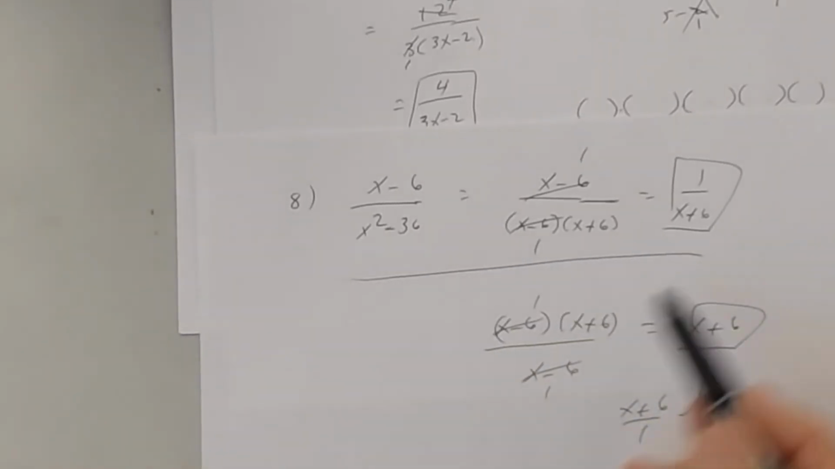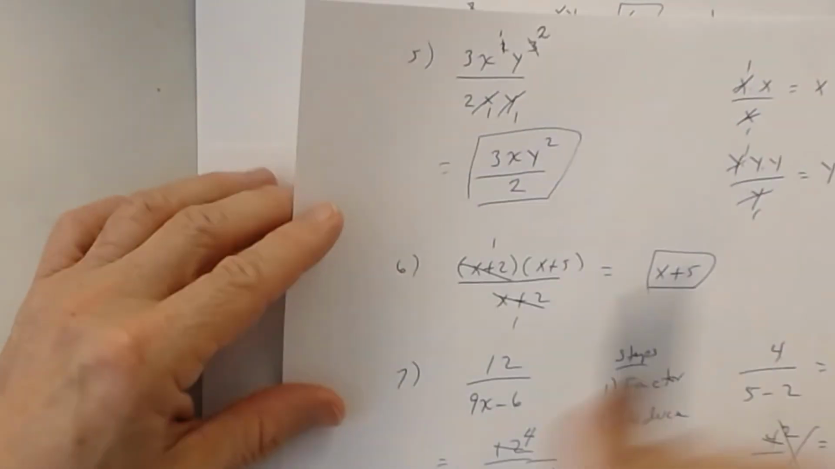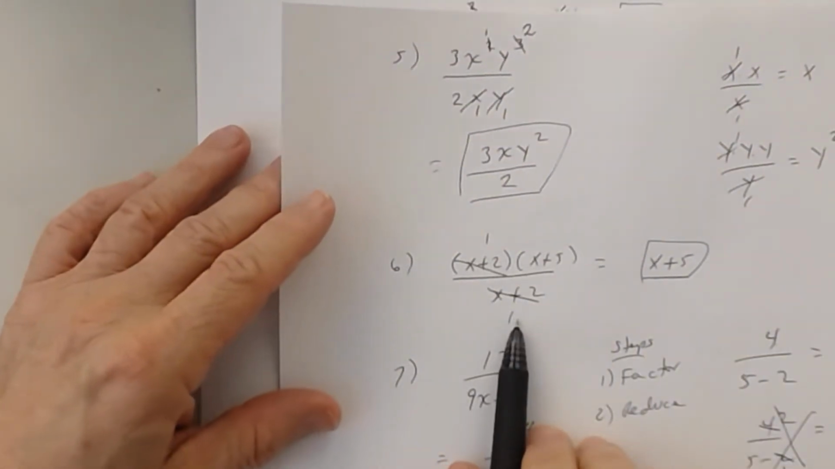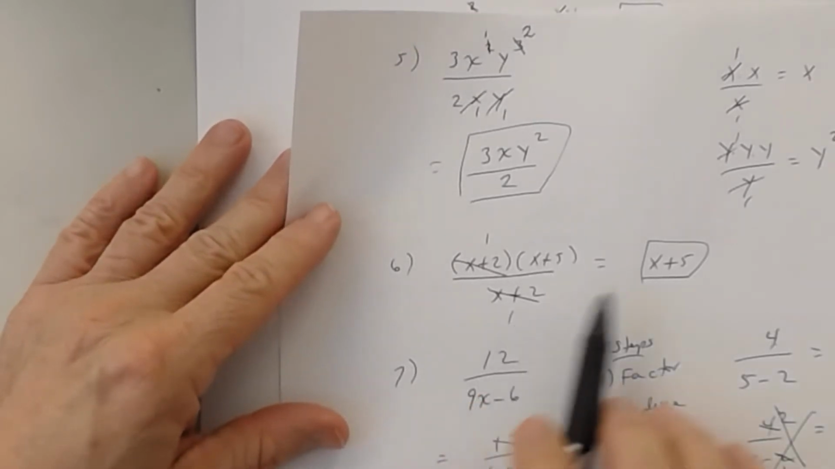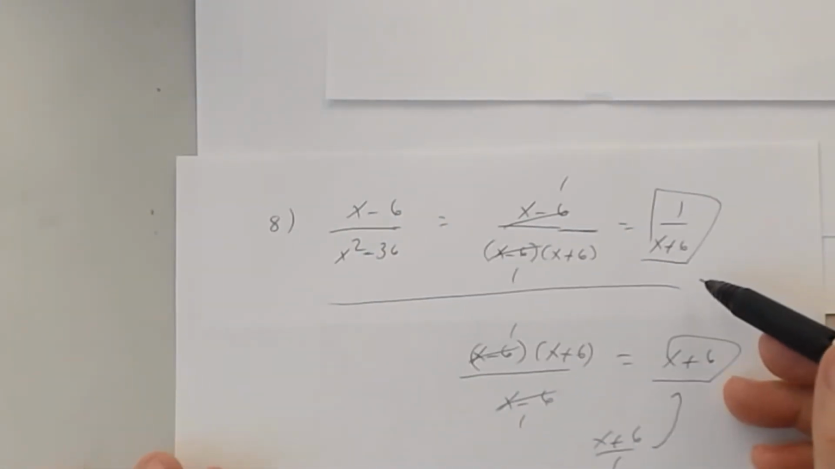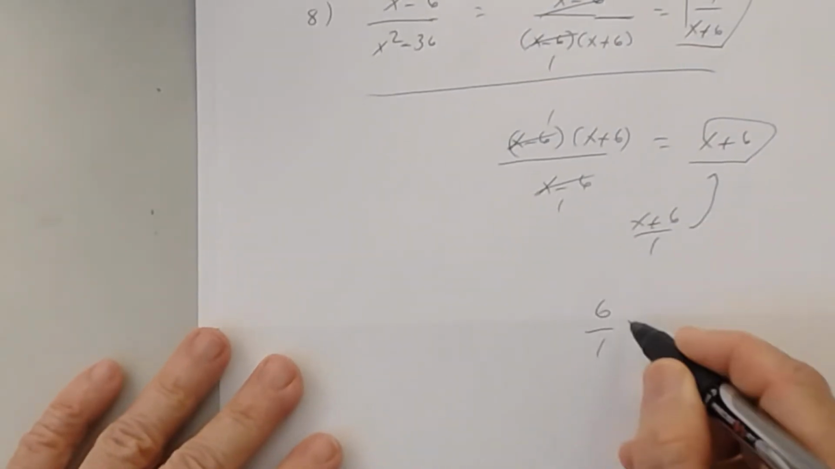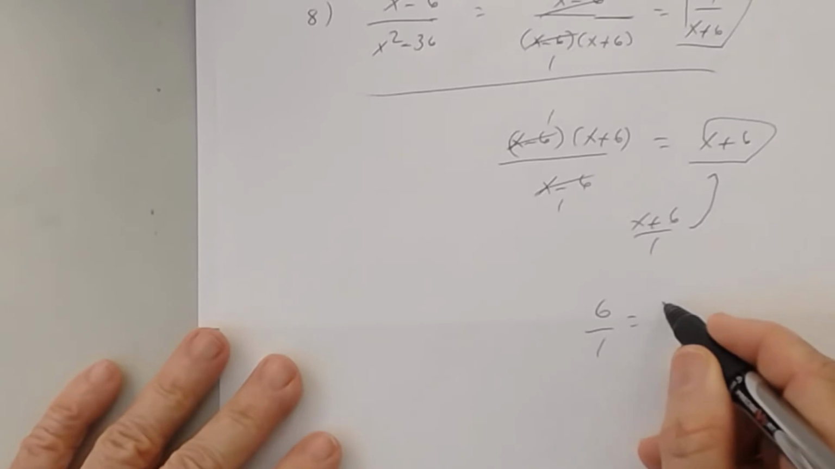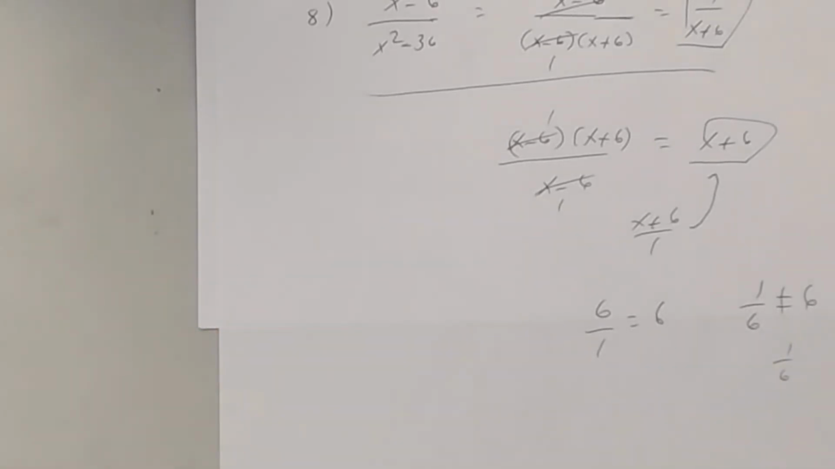So it's just like number 6 we did, that's just the opposite. Yeah, number 6, the same idea. The denominator was what? 1. So x plus 5 divided by 1 is what? x plus 5. Okay? But 1 divided by x plus 6 is not x plus 6. It's kind of like saying this. We know that 6 divided by 1 is what? 6. But 1 divided by 6 is not 6, right? It's actually 1 over 6.